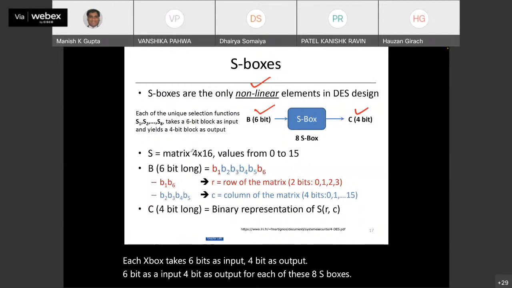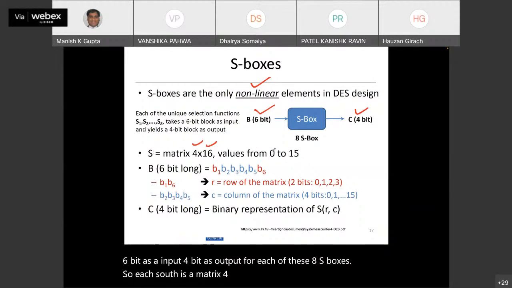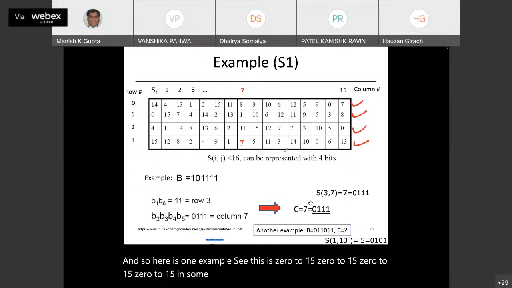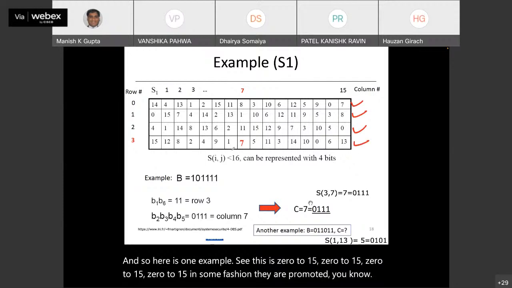So each S is a matrix 4 by 16 with values from 0 to 15. Okay, and so here is one example. See, this is 0 to 15, 0 to 15, 0 to 15, 0 to 15. In some fashion, they are permuted. Okay, now what?